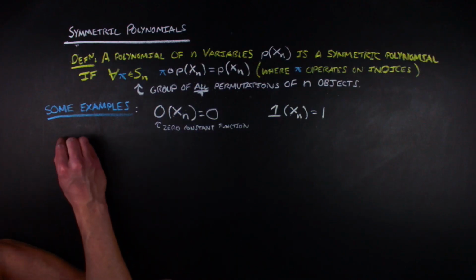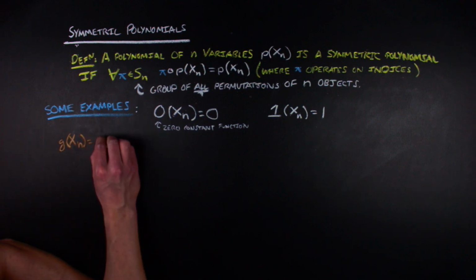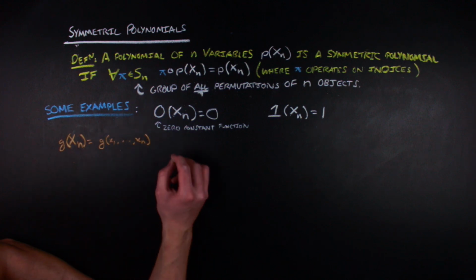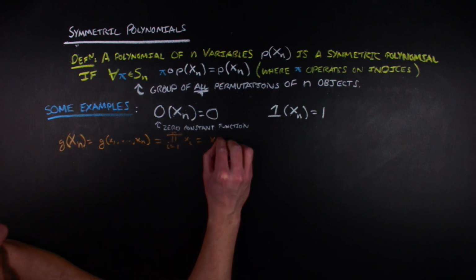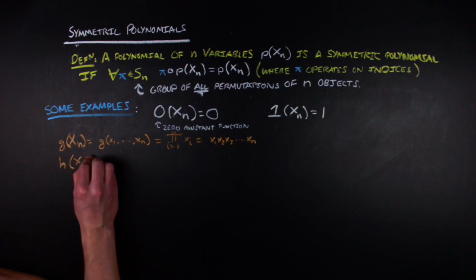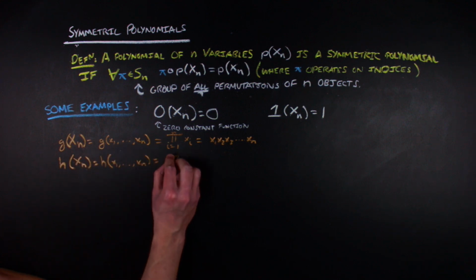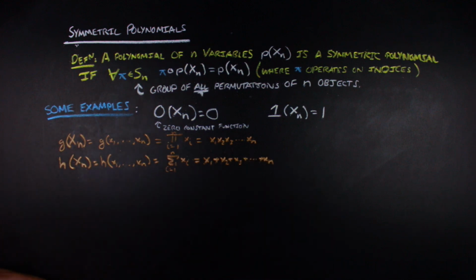The two that are a little bit more straightforward that come with n variables in tow are the product and sum functions. So we can say that g of big X sub n, which is equal to g of x sub 1, x sub 2, all the way up to x sub n, is equal to the product, which can be written as big pi from i equals 1 to n of x sub i, which is just equal to x sub 1 times x sub 2 times x sub 3 all the way up to times x sub n. Or we could have h of x sub n be the sum function, which is equal to big sigma from i equals 1 to n of x sub i, which is just equal to x sub 1 plus x sub 2 plus x sub 3 plus ... plus x sub n.